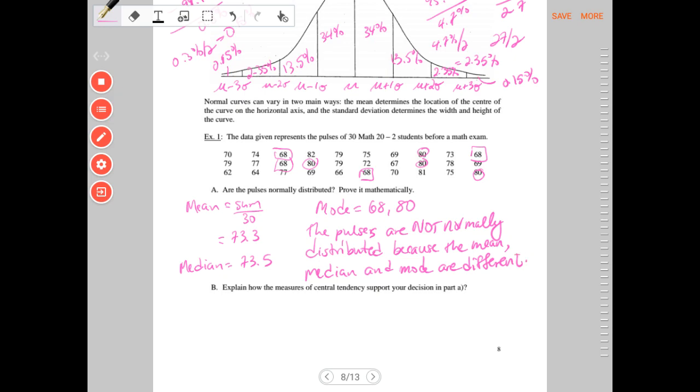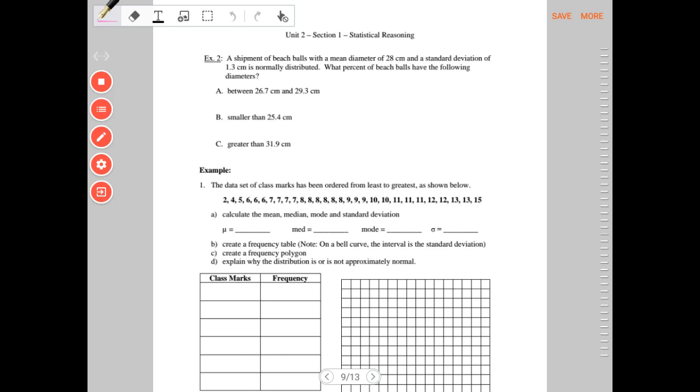Explain how the measures of central tendency support your decision in Part A. They would all have to be the same, or very close to the same. Okay, good. So that's it for that page. One more to go and then we'll be all done the notes.